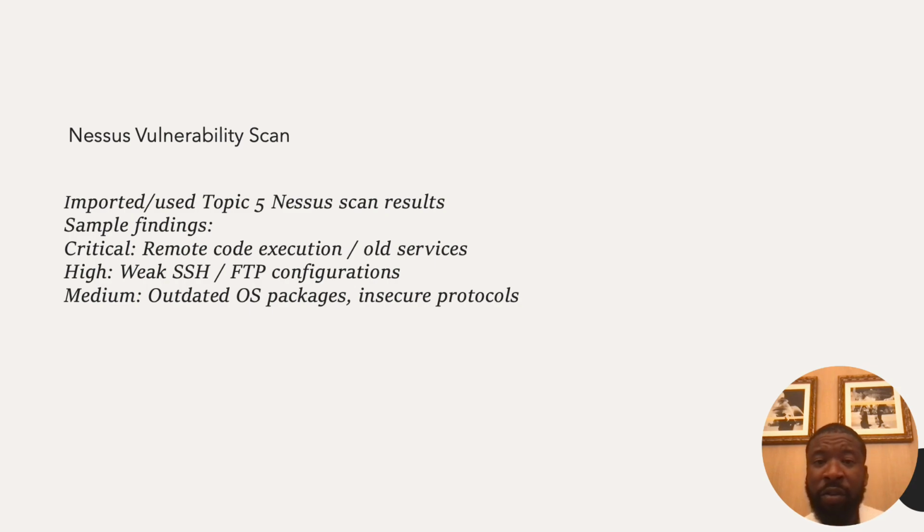For Nessus, I used a scan from Topic 5 as a foundation. Nessus organizes findings by severity, which is helpful for prioritization. In my results, I saw critical vulnerabilities tied to outdated services, high risk such as weak authentication or known remote code execution exploits, and medium risk like use of insecure protocols and missing patches. This gave a more formal risk-based view of the host and helped me decide which vulnerabilities were most important to address in my risk assessment.